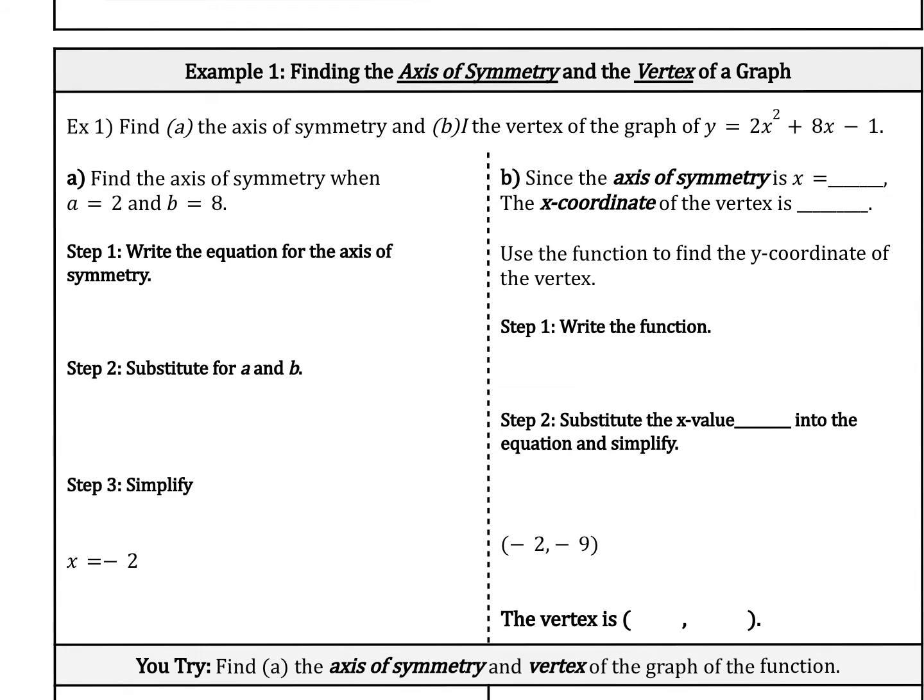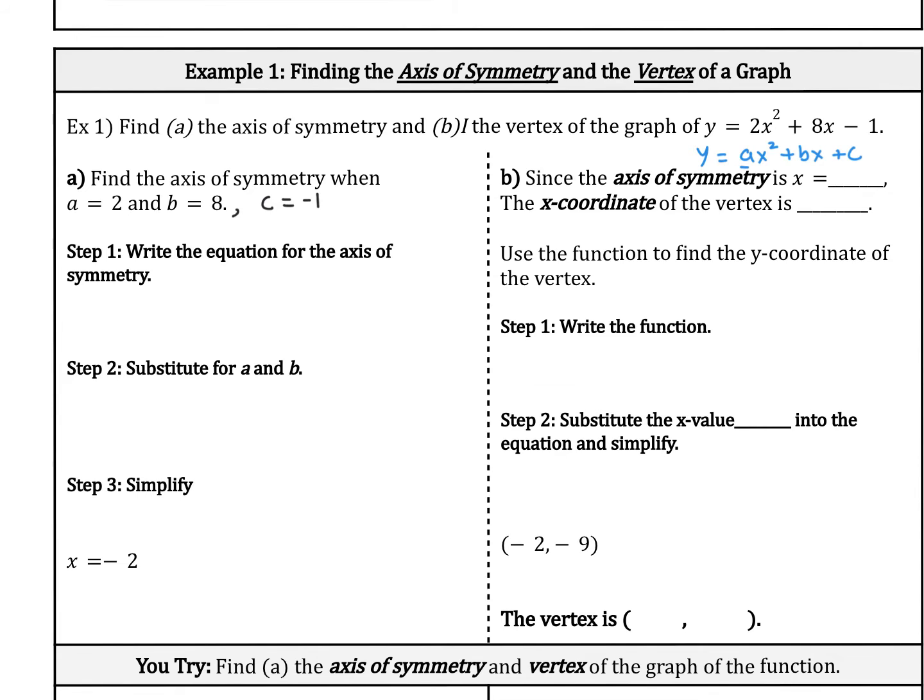Example number 1, finding the axis of symmetry and vertex of the graph. In letter A, what we're going to do is find the axis of symmetry, that is the x value, and for letter B, you're going to find the vertex. The function given to us is y equals 2x squared plus 8x minus 1. First of all, we are going to compare this function with our main function, ax squared plus bx plus c. We can easily tell that a is 2, b is 8, and c, we don't need c, but we can see that c is negative 1.